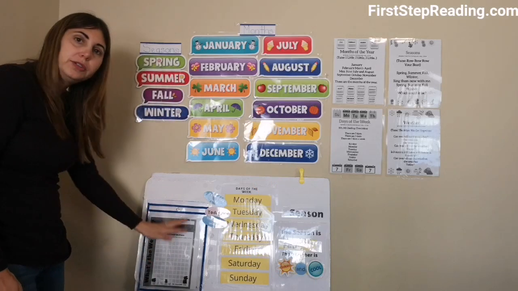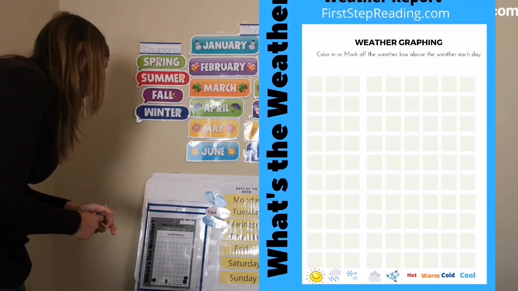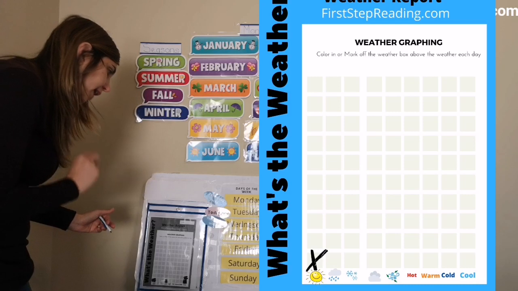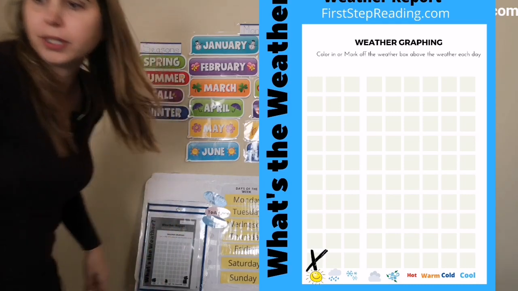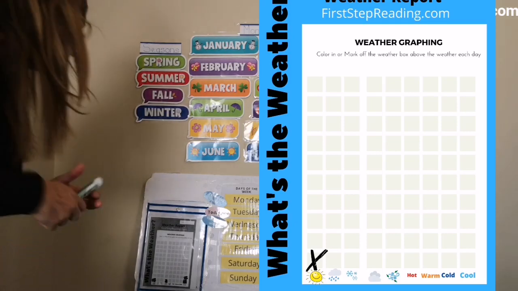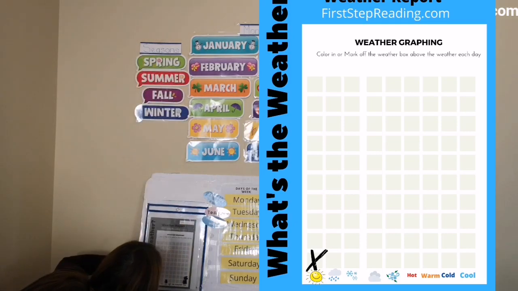You could graph your weather on your weather report. So today I said it's sunny. Oh, my markers are not working today. Sunny and cool.